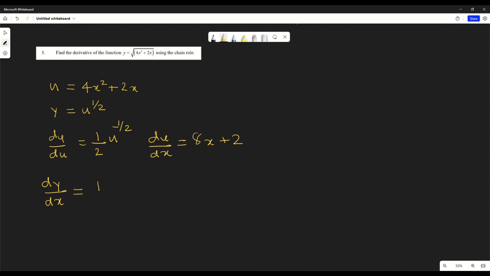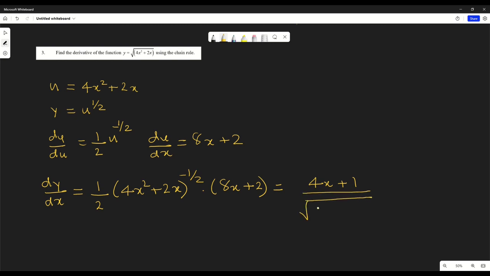dy dx is just going to be the product of these two derivatives. So we write dy dx is equal to a half of 4x squared plus 2x to the power minus a half multiplied by 8x plus 2. And again, we can simplify this a bit and we can write this as 4x plus 1, dividing through by 2, divided by the square root of 4x squared plus 2x.